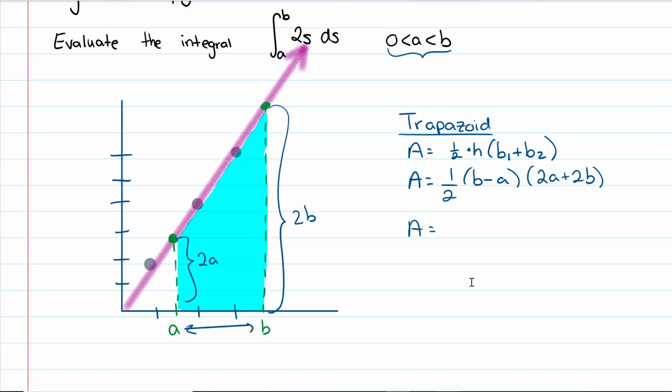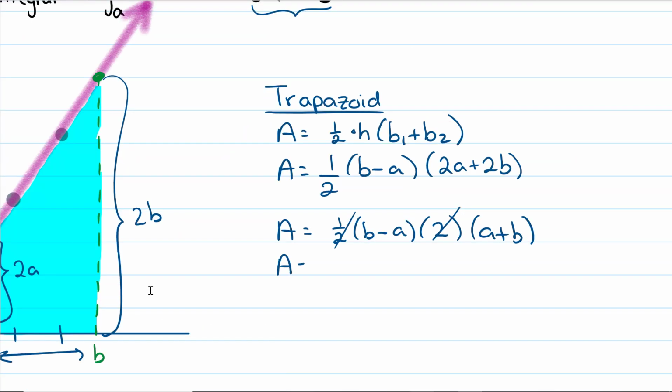And you get the area then is 1/2 b minus a. I'm going to factor out the 2, you get a plus b. And then the 2 is going to reduce out. So then you get b minus a times b plus a. And you get the area is b squared minus a squared.